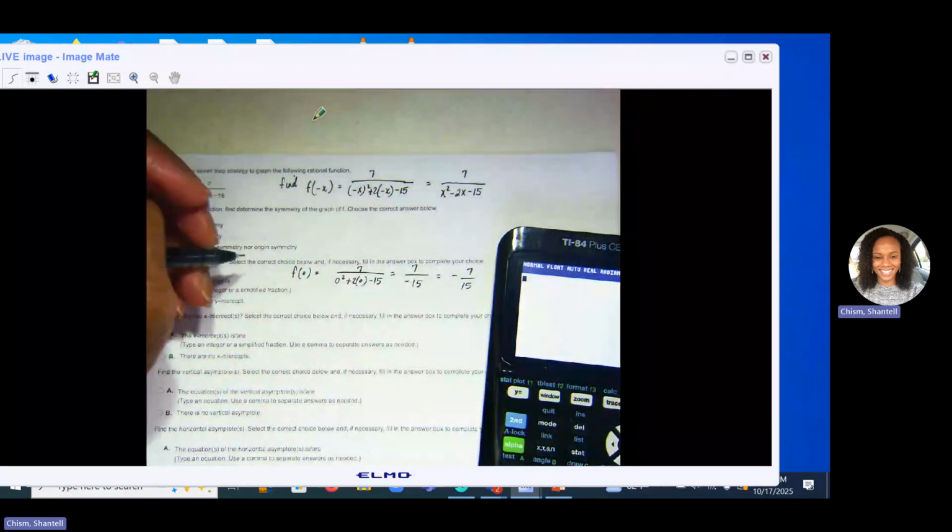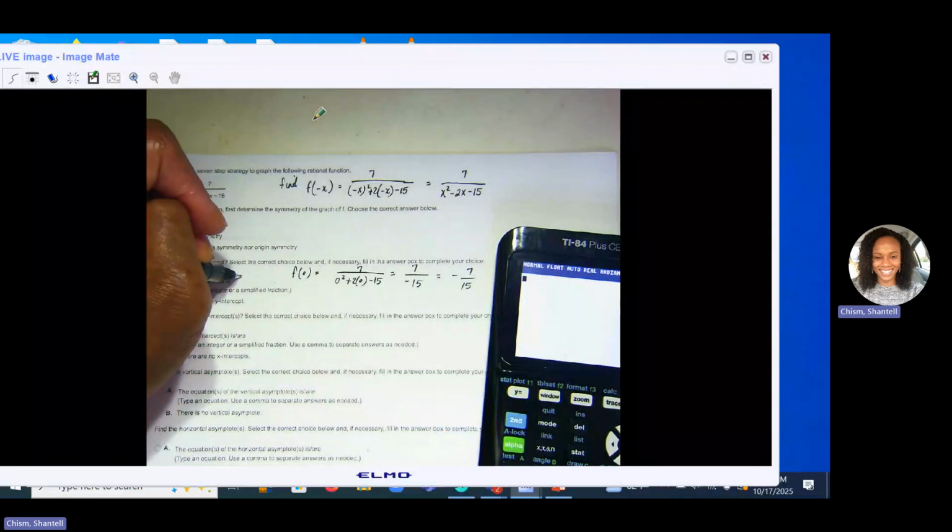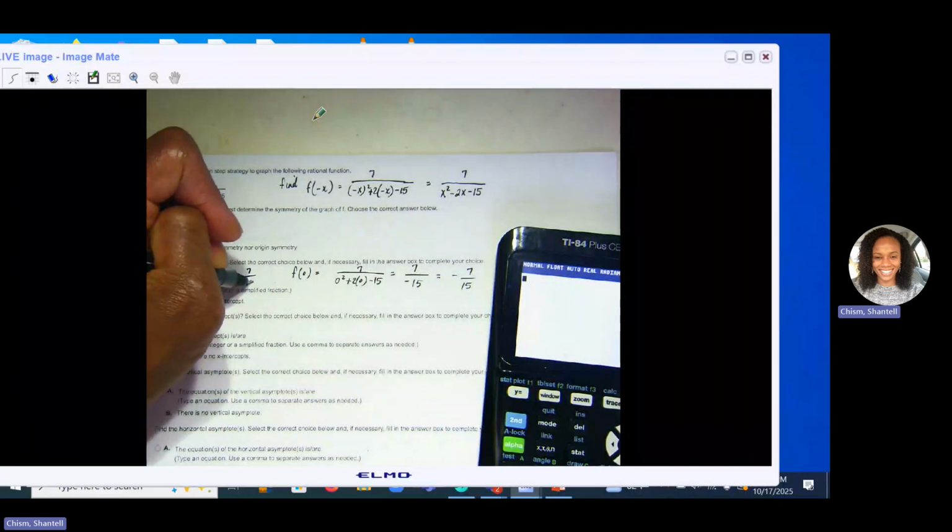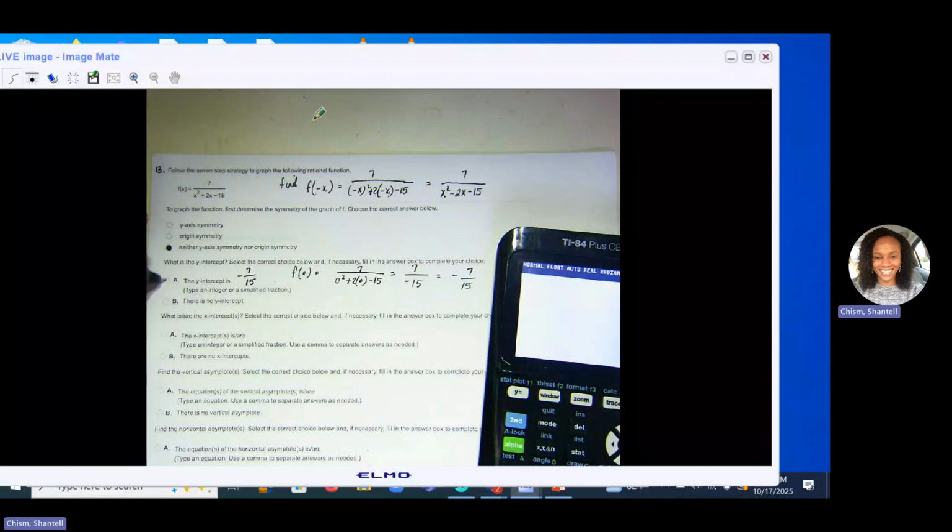So our y-intercept is, and they say to just type it as an integer. They don't want it as an equation. So it's just negative 7 over 15. Okay.